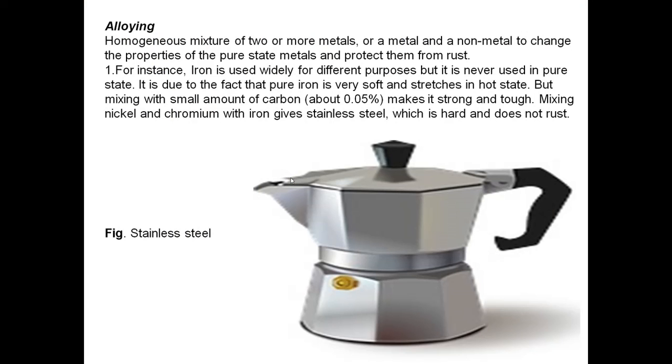Another method is alloying. We all know that a homogeneous mixture of two or more metals or a metal and a non-metal is called an alloy. For instance, iron is used widely for different purposes, but it is never used in pure state. It is due to the fact that pure iron is very soft and stretches in hot state. But mixing with a small amount of carbon makes it strong and tough. Mixing nickel and chromium with iron gives stainless steel, which is hard and does not rust. So alloying is one more method of preventing rusting of iron.